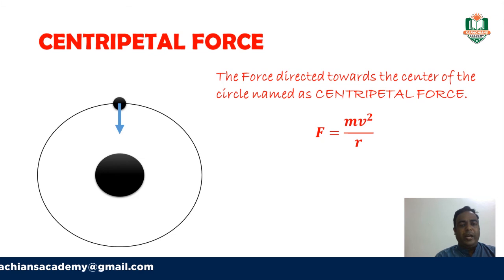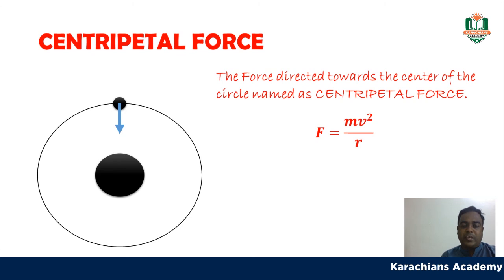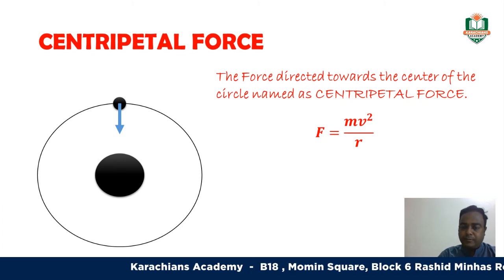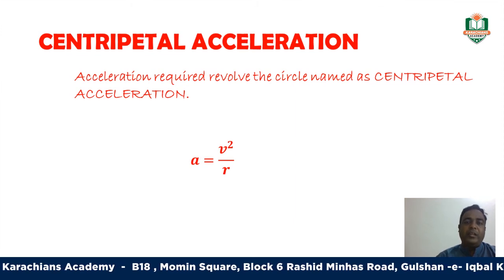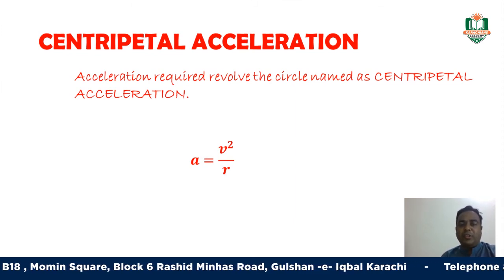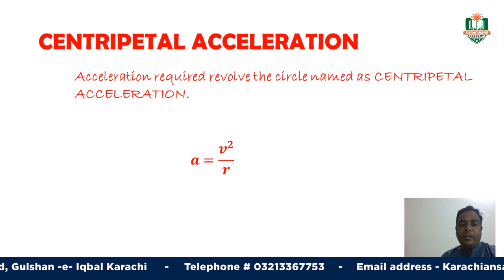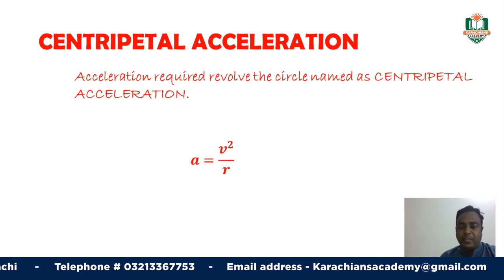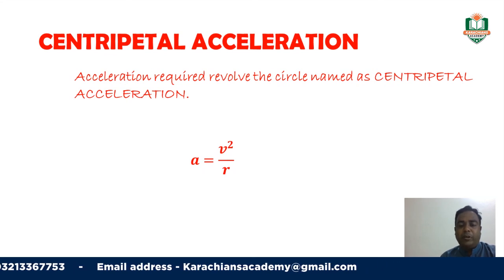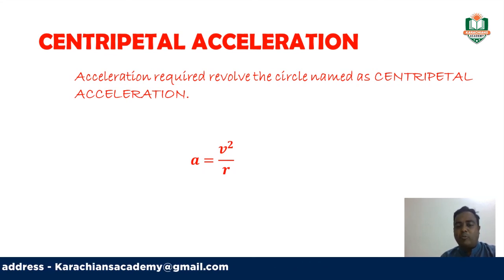And we all know that it will move in a circular track, that is why we will use the radius as well, because we all know that the distance from the center of the circle to any point on the circle is named the radius. Now here the acceleration required to revolve on the circular track is called centripetal acceleration, and centripetal acceleration can be calculated by using a equals v squared divided by r.